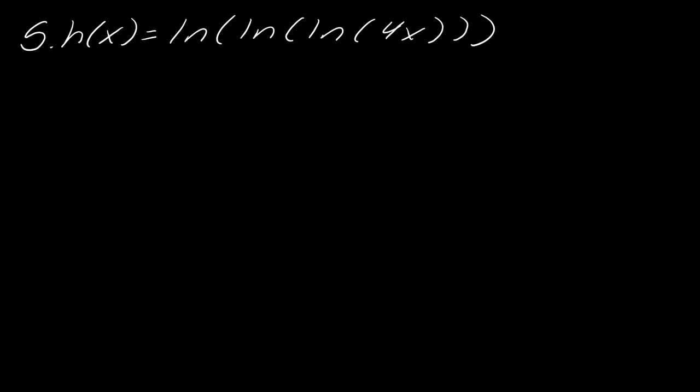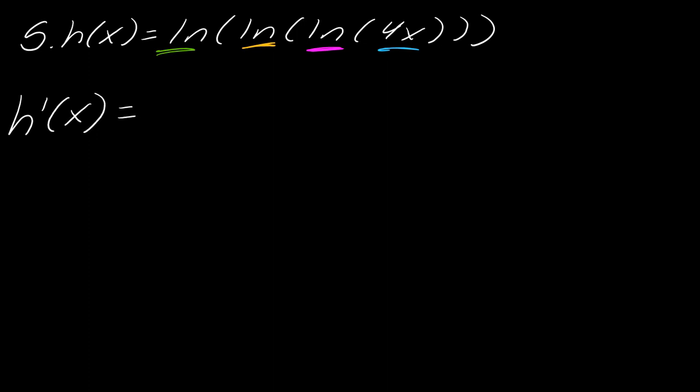Okay, so for 5 here, this is the good old chain rule, like to the extreme. We've got the natural log. If you've watched my chain rule videos, you know that I recommend you start from the outside in. So let's identify our functions. I've got the natural log, the next one is this natural log, and then I've got 4x. I'm going to start from the outside and work my way in for taking derivatives. So I've got h prime of x.